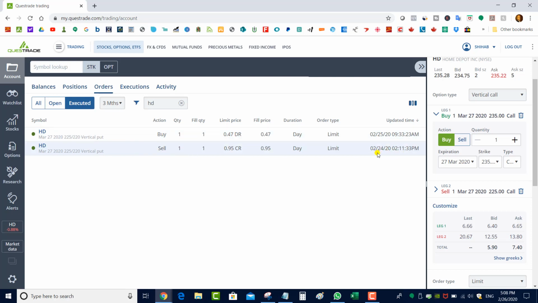So you can see here, February 24th, 2 p.m., 95 cents. February 25th, 9:33 a.m. So didn't waste time in the morning. Closed it for 47 cents. So the difference here is my profit. So it's about 50% profit of my 95-cent premium collected in one day as opposed to waiting until March 27th.